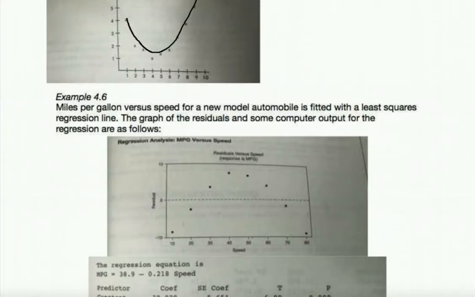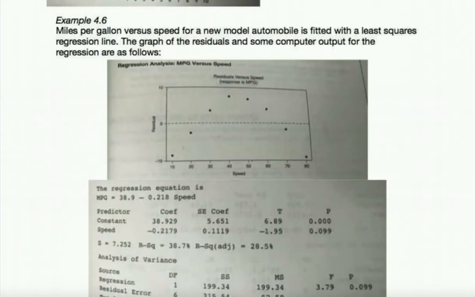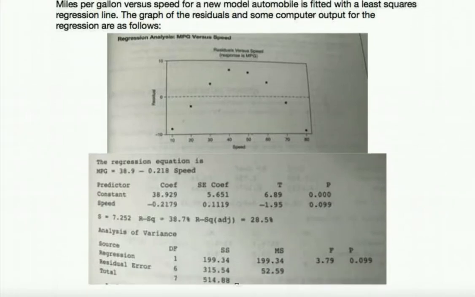All right, example 4.6. Miles per gallon versus speed for a new model automobile is fitted with a least squares regression line. The graph of the residuals and some computer output for the regression are as follows. So we can see our residuals here. We can see that there's definitely a pattern going on in our residuals, and we have our computer output here.